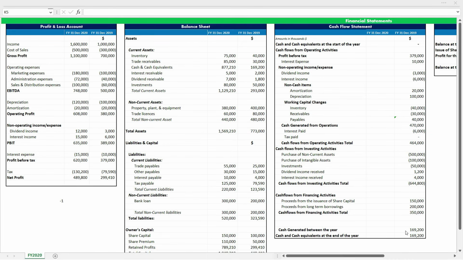Welcome back. So now that we know how to prepare a cash flow statement, we are ready to prepare the cash flow statement for the next year of business, that is December 2020.